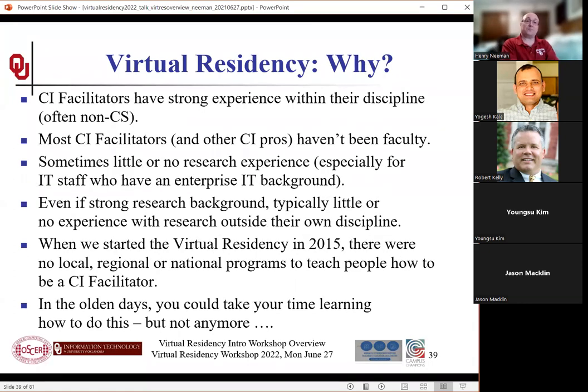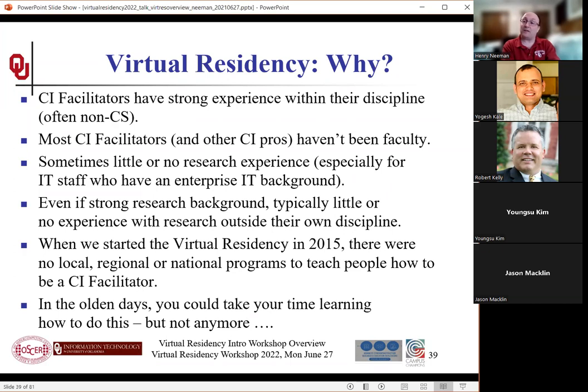Why do we do this? Well, typically, a CI facilitator has strong experience within their own discipline, which typically is not computer science, but they don't necessarily have experience across many disciplines. Most of them haven't been faculty.